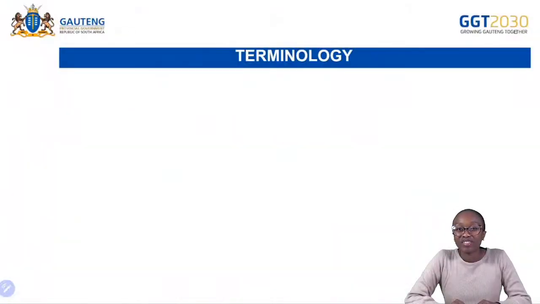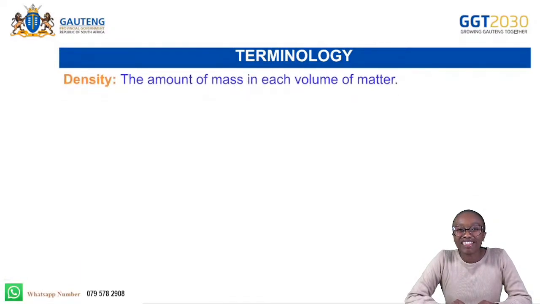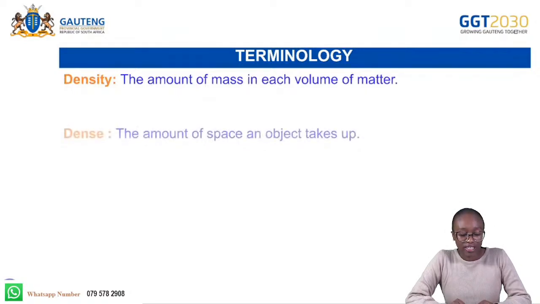Welcome back, learners. Now let's continue with our lesson. So our next slide is on terminology. So these are the terms we are going to use during the lesson, and let's find out what each of these terms mean. The first term is density. Density, this is the amount of mass in each volume of matter.